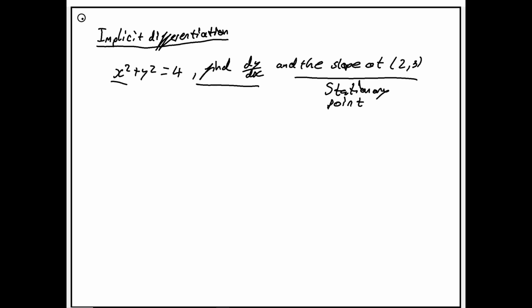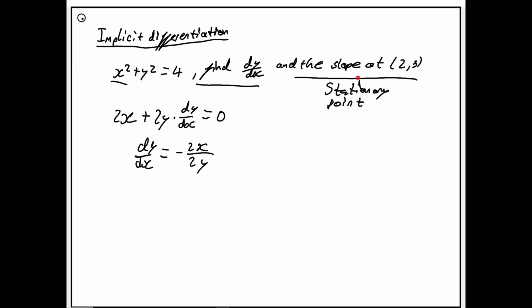Alright, so first step, find dy by dx. Let's just differentiate this x squared and then differentiate the y squared, sticking the dy by dx in front of it. Equal to 0, obviously because this 4 constant disappears. Now we want to rearrange for dy by dx. So we minus the 2x off, and then we divide by 2y.